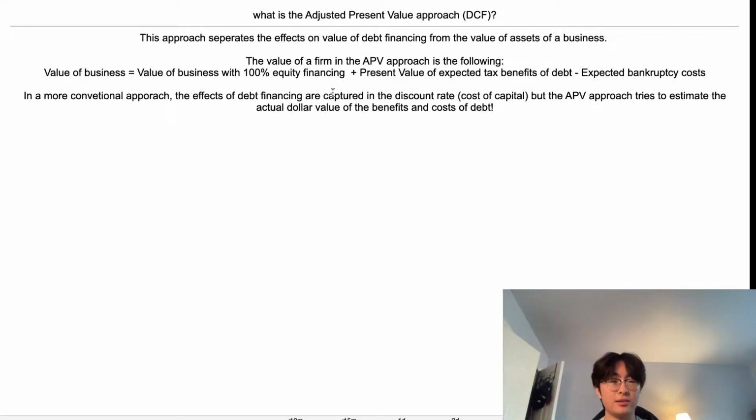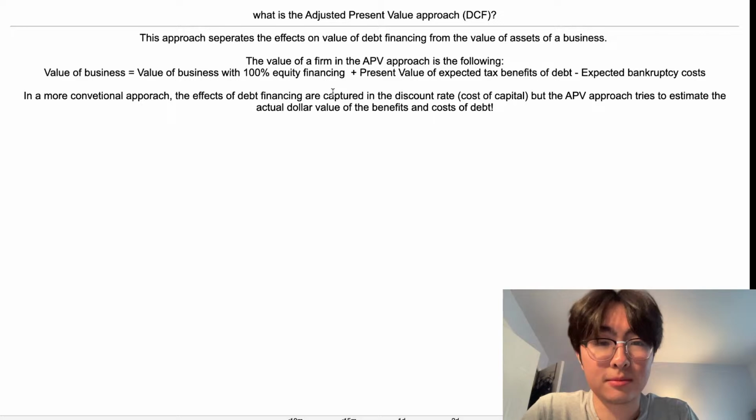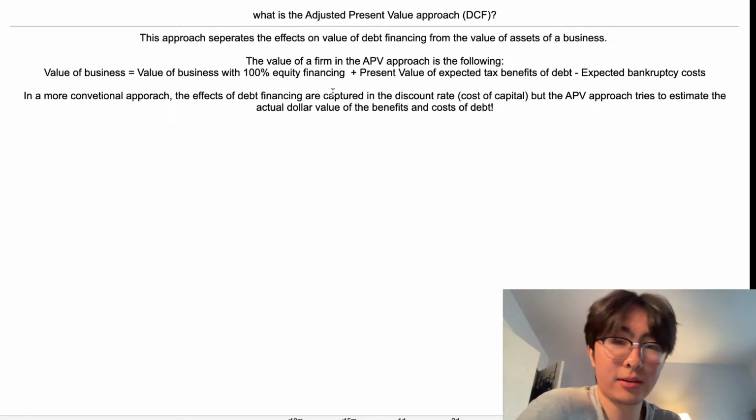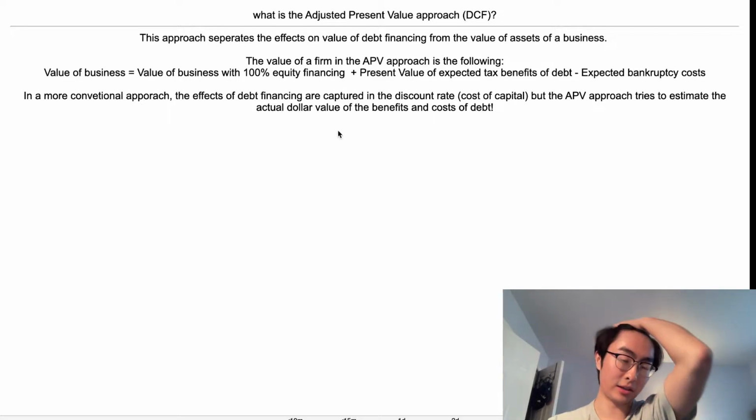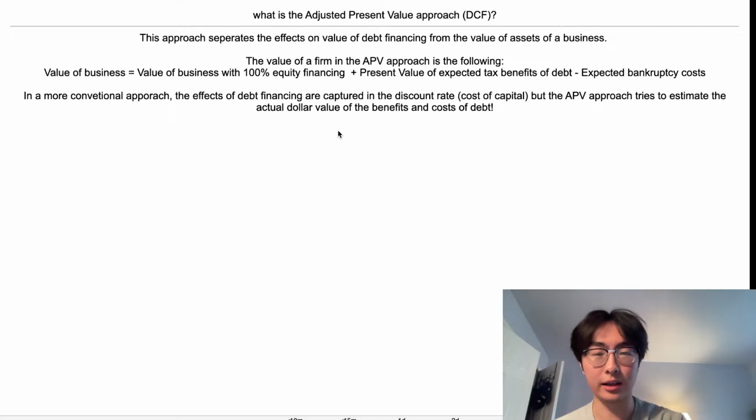Value of business, value of equity financing with 100% equity financing, present value of expected tax benefits minus expected bankruptcy costs. In a more conventional approach, the effects of debt financing are captured in a discount rate, the cost of capital, but the adjusted present value approach tries to estimate the actual dollar value of the benefits.